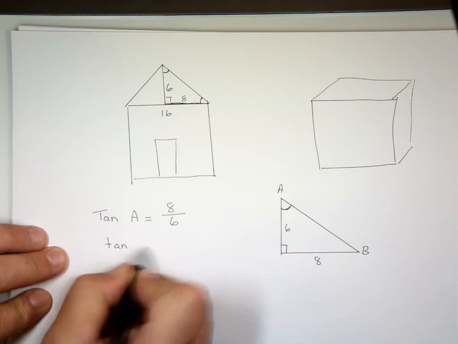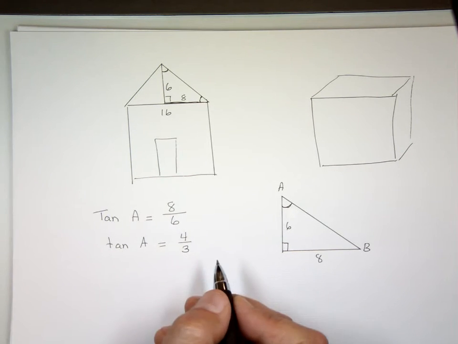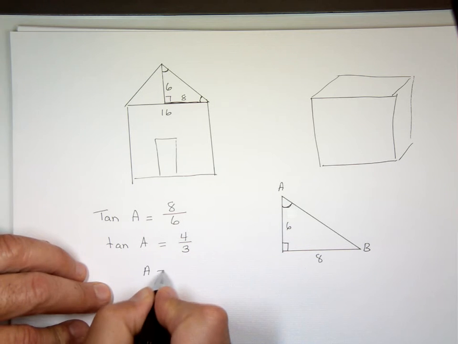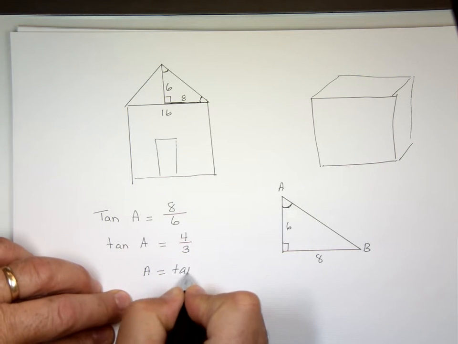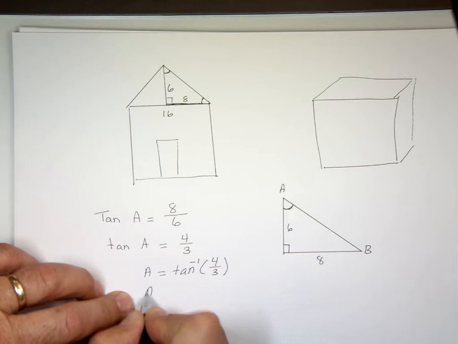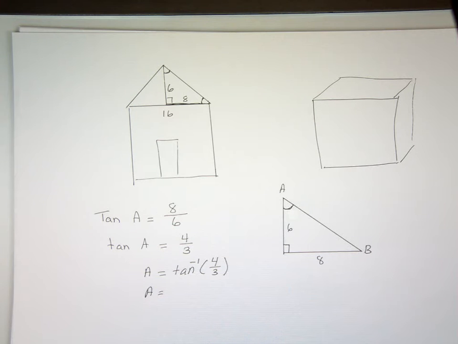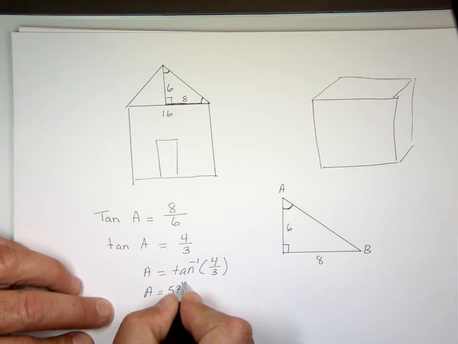Tangent A equals 8 over 6. If you want to simplify it, 4 over 3, but with the calculator you don't even have to simplify it. Can you find what the angle A is? Notice I'm giving you the answer. I'm looking for the angle. What button do I need to push on my calculator? The inverse, the arc. Second tangent, 4 divided by 3. 53.1 degrees. Now for a shed, I'm sure you're not going to worry about the 0.1 degree.